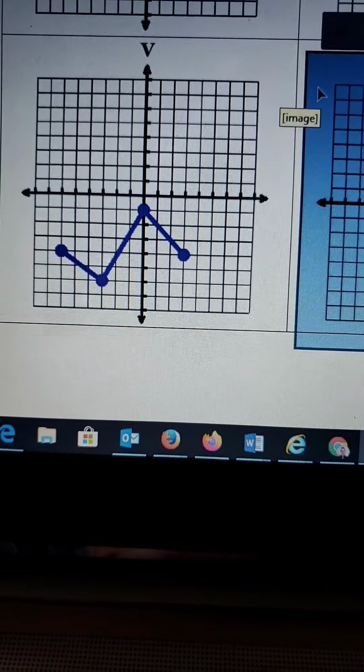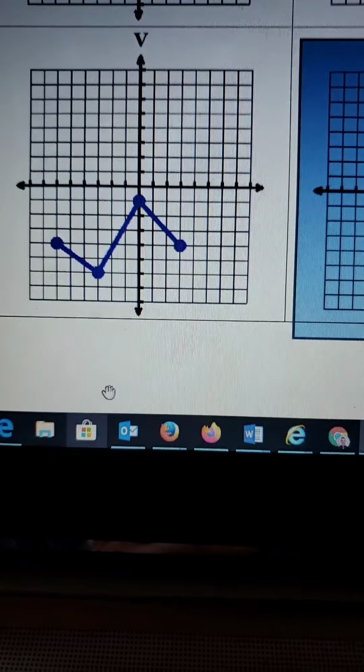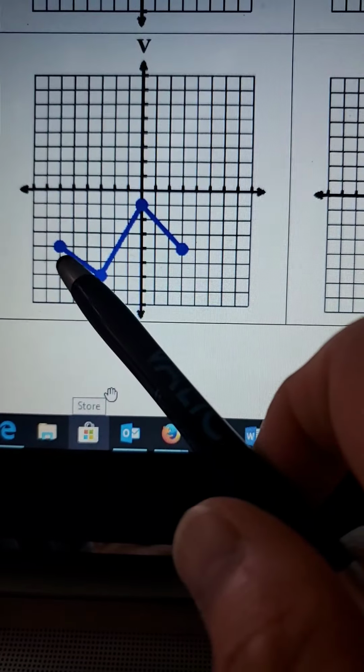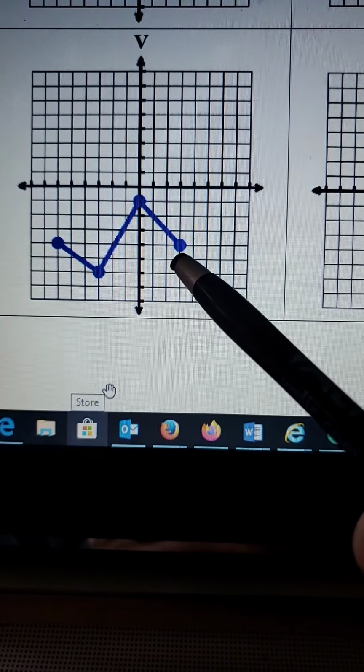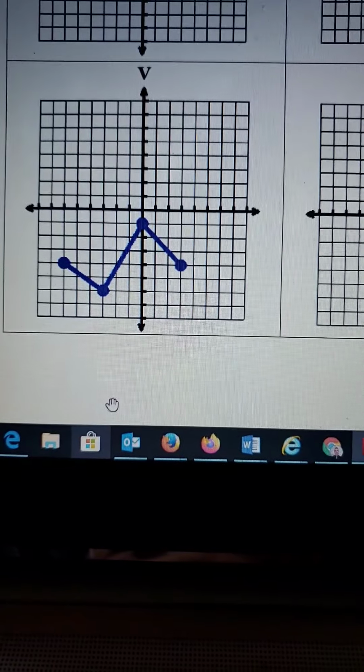All right, last three. This one is letter V. Letter V has a domain that starts at -6 and goes the whole way over to +3. The range is from -6 up to +1. So graph V is number 13.